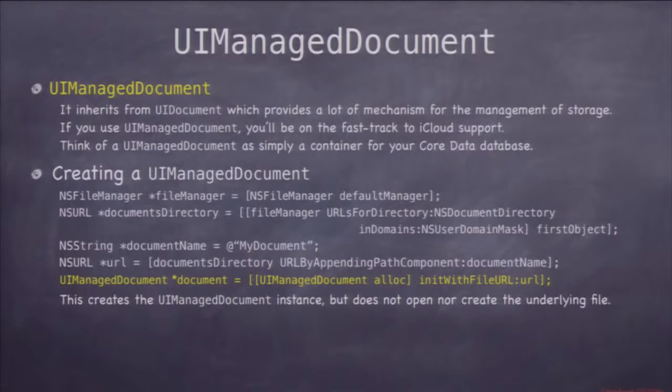So now you have the URL. You just say alloc init to create a UIManagedDocument. Okay? So this UIManagedDocument, though, you've only alloc initted. You haven't actually created it on disk. It doesn't exist on disk yet. Okay? So we have some work to do to make this thing exist on disk. And how do we do that? Well, we have to create it if it doesn't exist, and we have to open it if it does exist. In other words, we've used it before.